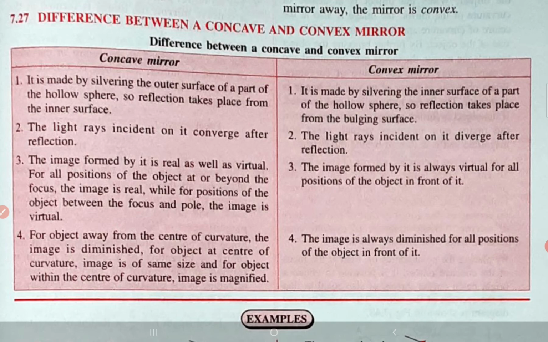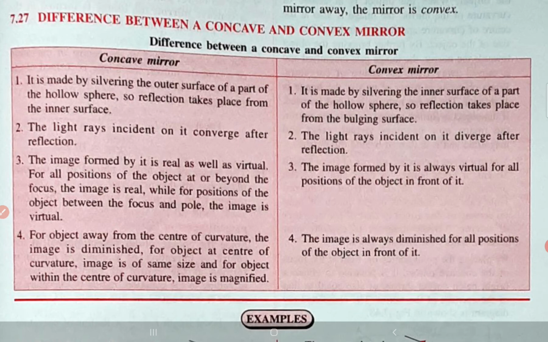Number 3, the image formed by a concave mirror can be real as well as virtual. For an object beyond the focus, the image is real, while for the position of the object between the focus and the pole, the image will be virtual. So, beyond the focus, if we are keeping the object, the image is real, but after it crosses the focus, it becomes virtual. For a convex mirror, the image is always virtual, no matter what.